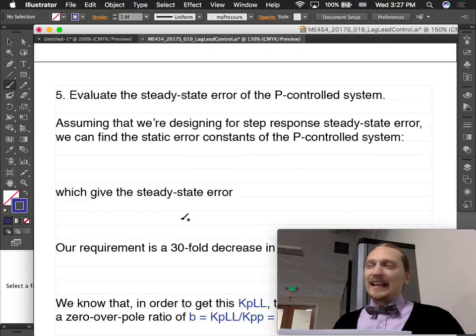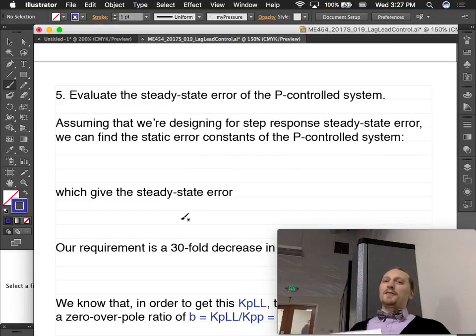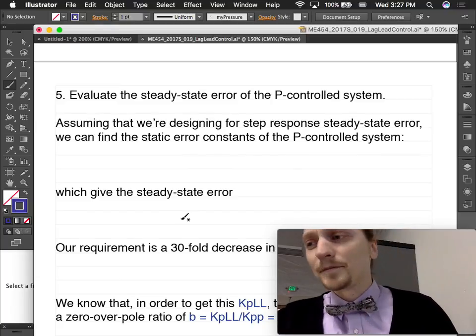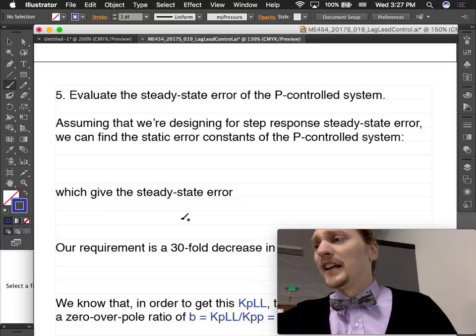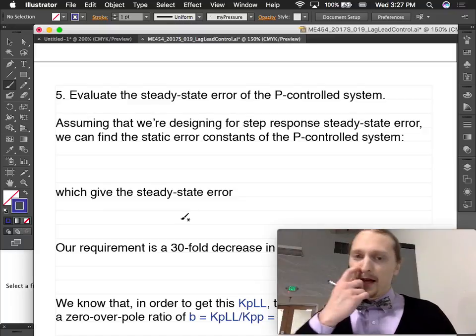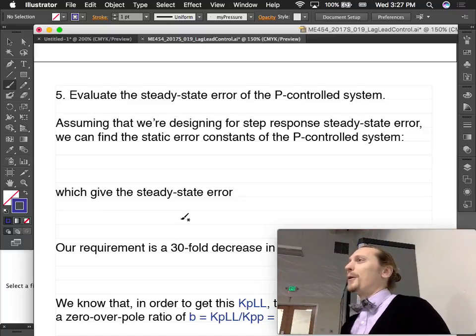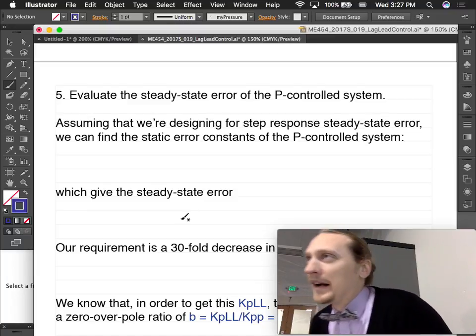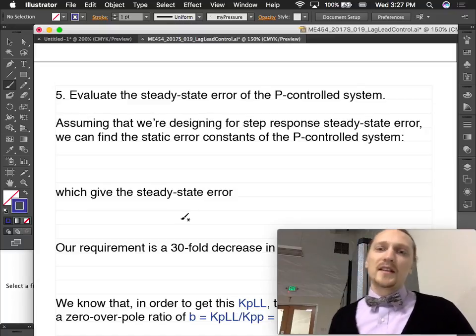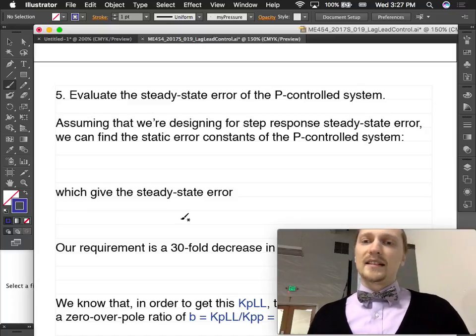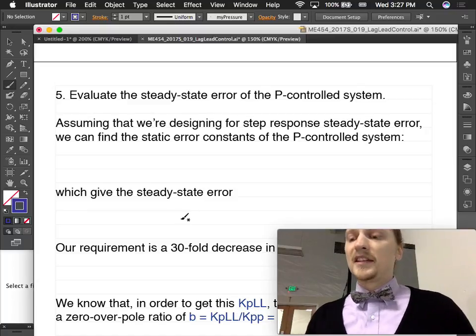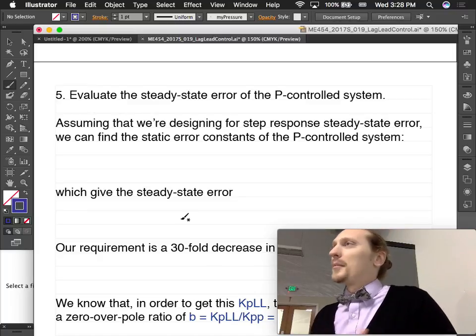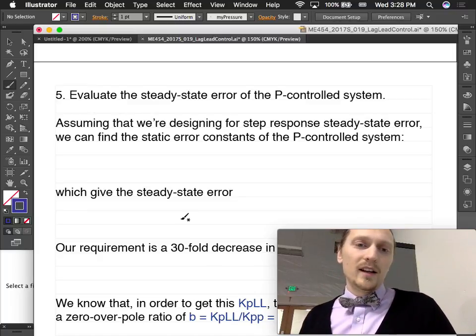Okay. Evaluate the steady state error for the P-controlled system. So, we know it's not looking good. But we want to be precise because we want a 30-fold improvement, so we got to know what it is now. So assuming that we're designing for a step response steady state error, which is typically the case. If we don't specify, then it's step response steady state error that we care about.